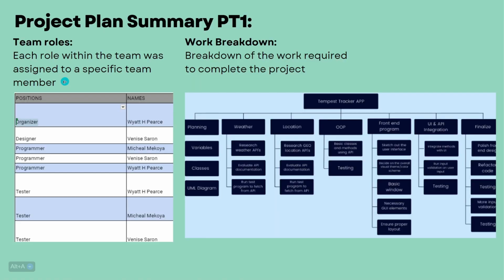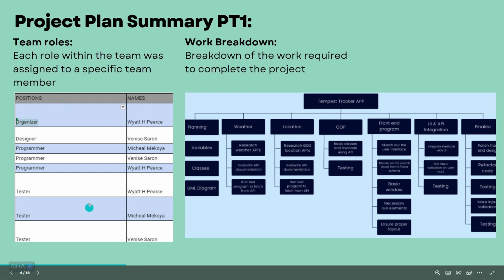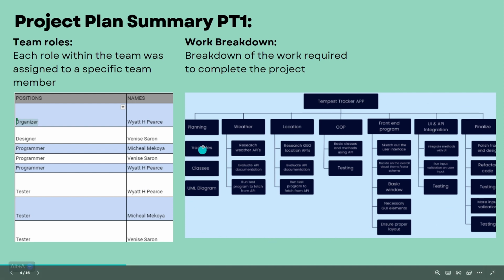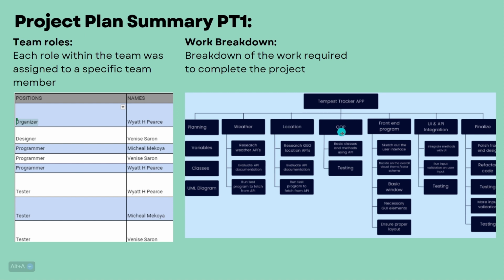So next, the project plan summary. In the project plan, we went over different team roles, and we also did a work breakdown, and you can see here are some screenshots of each. So, we start with planning, weather, location, making everything into classes, and then UI integration with the API, stuff like that.